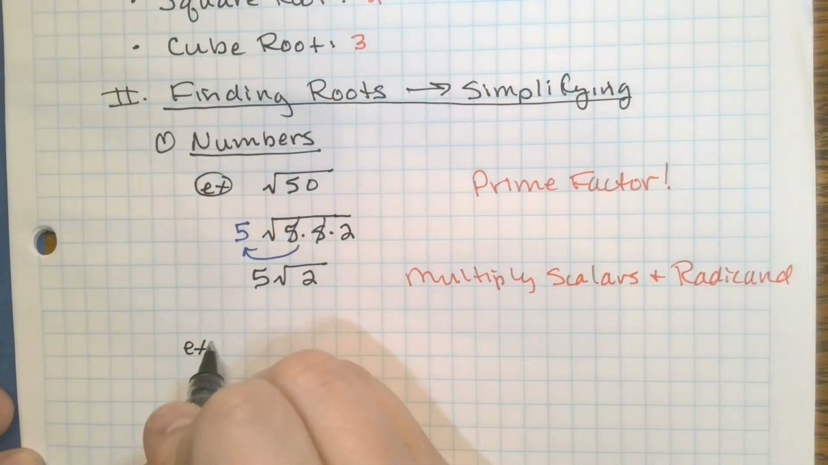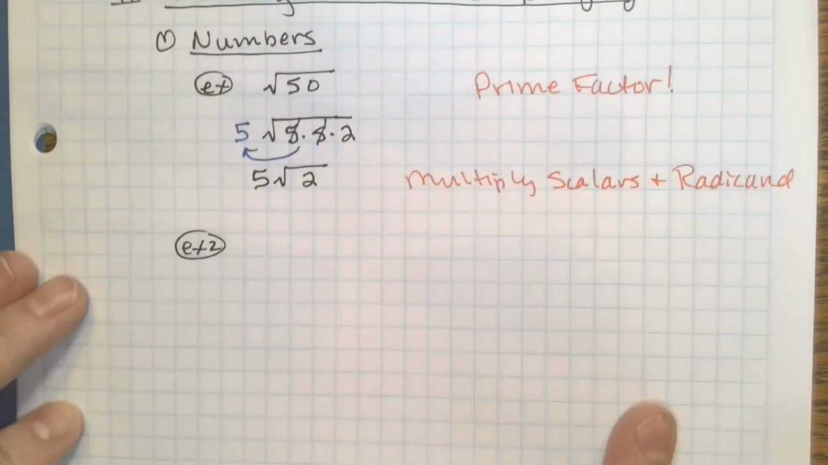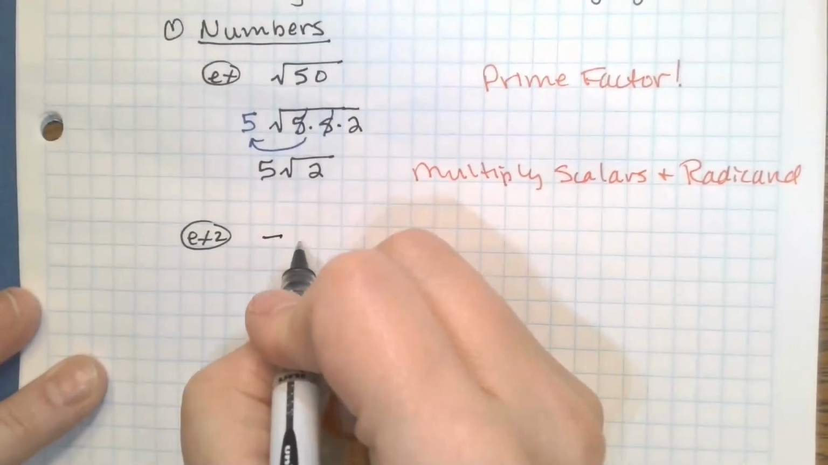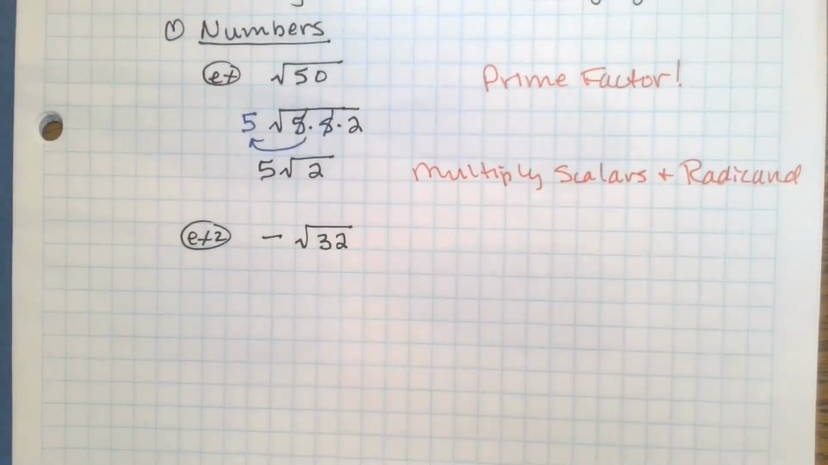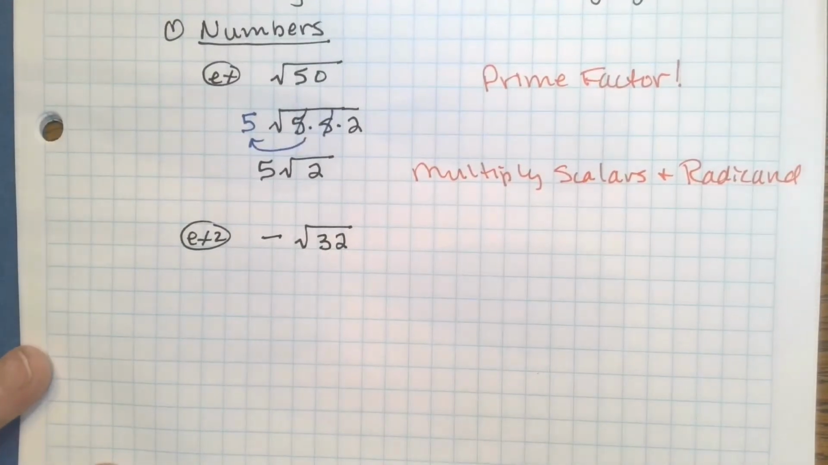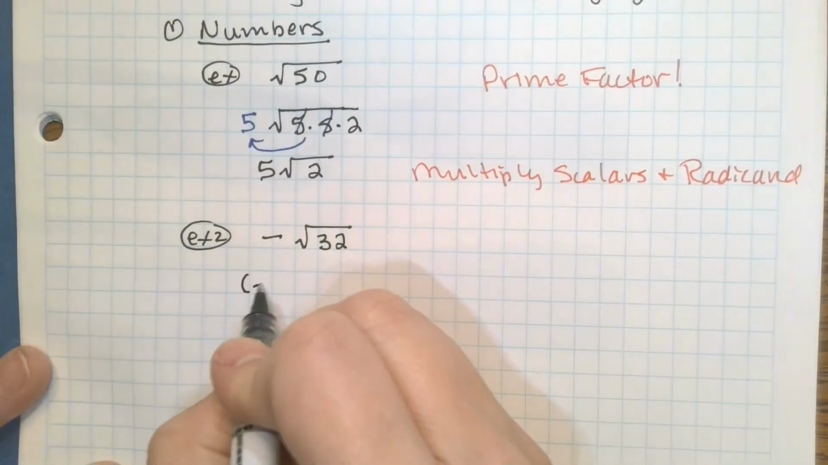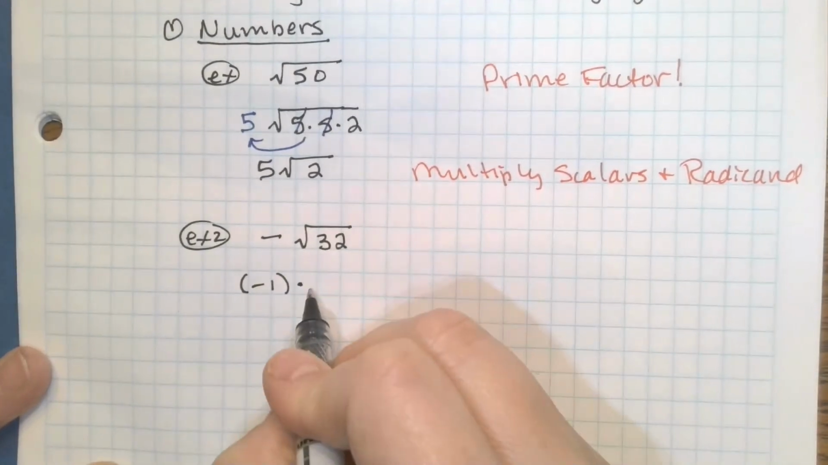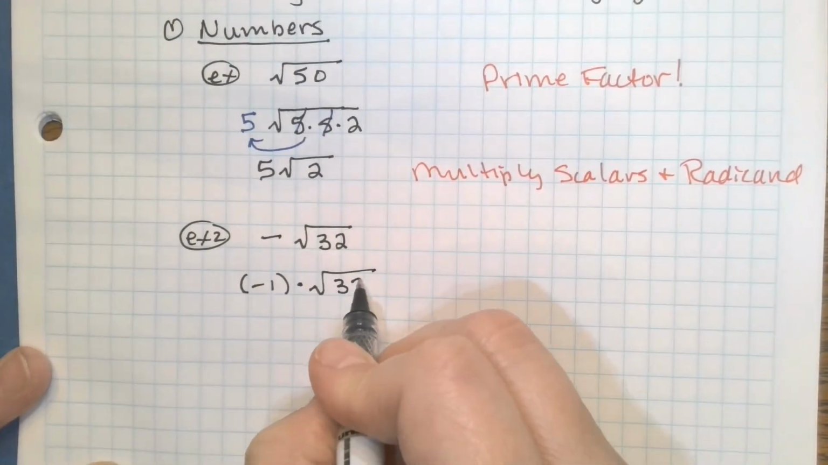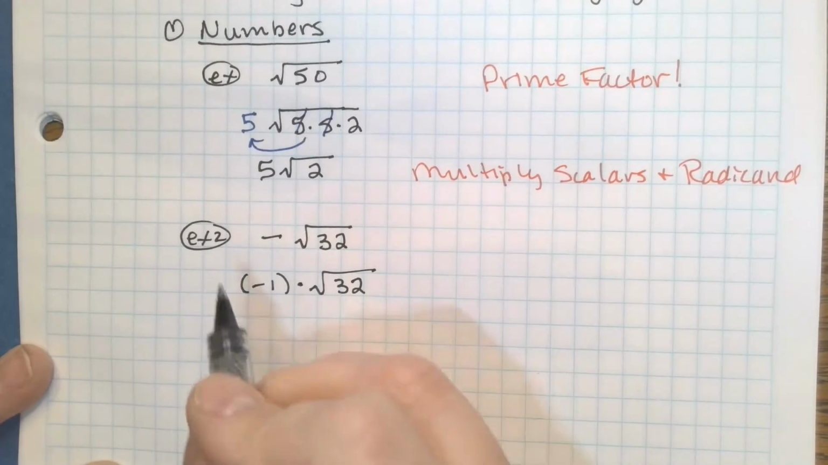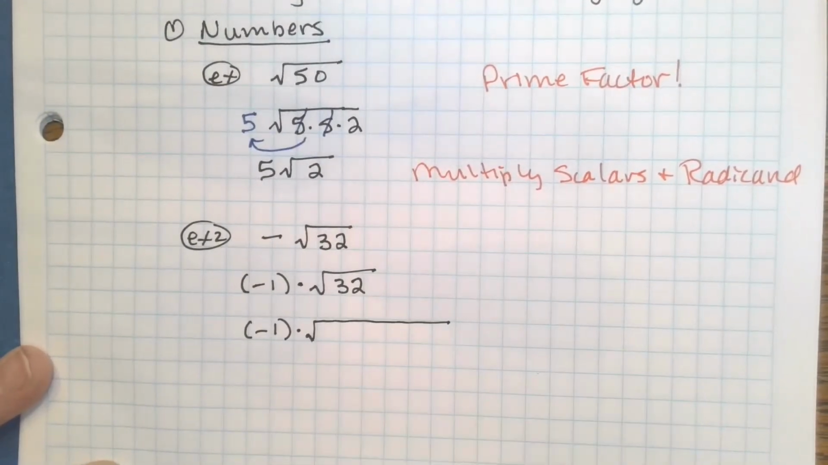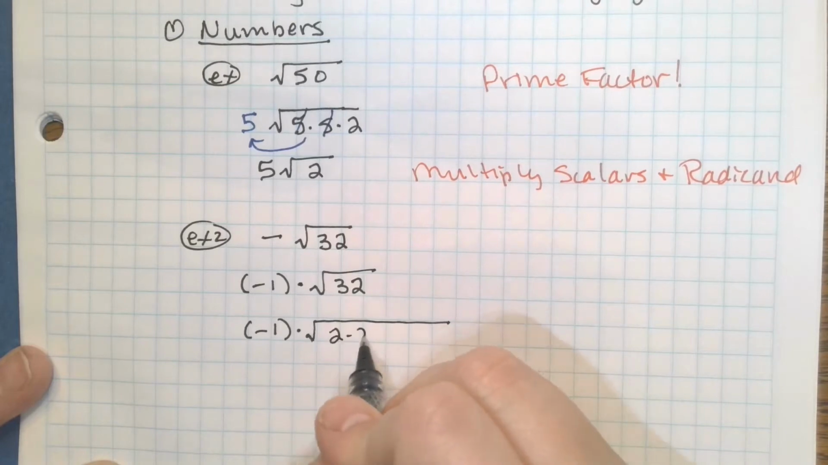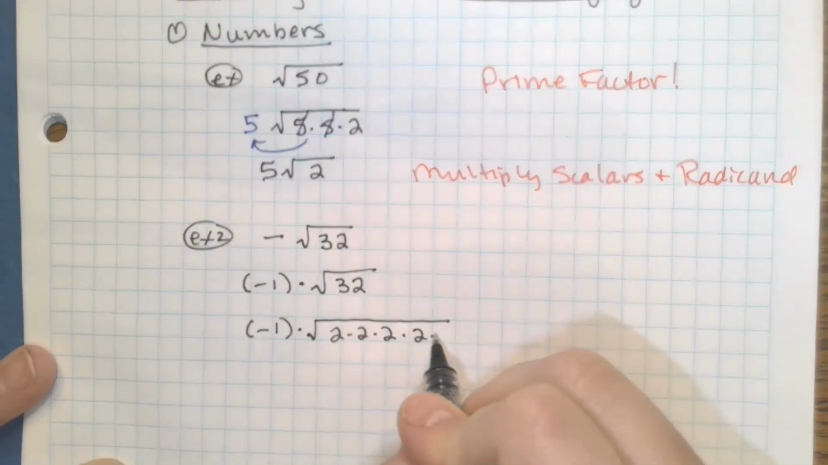Okay, let's do another example. Let's say that you have a negative square root of 32. Now, as we've talked about in class, you can't have a negative without a 1 attached to it. So it's just like having a negative 1 being multiplied by the radical. So we prime factor the 32. 32 is 8 times 4. So 8 is 2 times 2 times 2. 4 is 2 times 2.